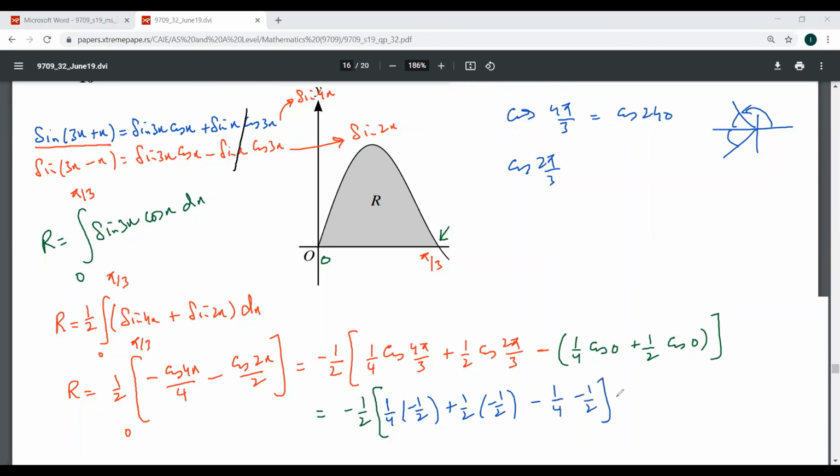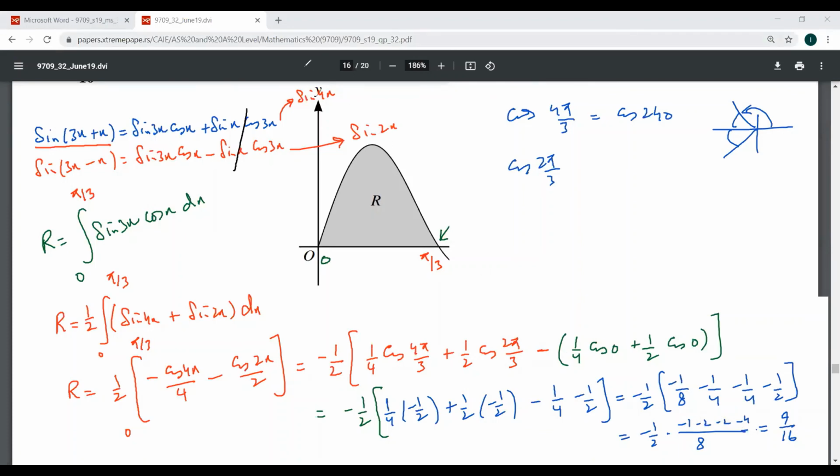There are so many halves here now. This is minus half into minus... So please put them in the calculator. This is so annoying. This is minus 1 over 8, minus 1 over 4, minus 1 over 4, minus 1 over 2. This is minus 1 over 2 into, this is 8, minus 1, minus 2, minus 2, minus 4. This is minus into minus, plus. 4 plus 5, 9 over 16. So this is 9 over 16.